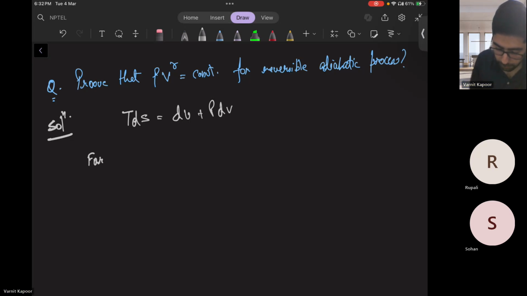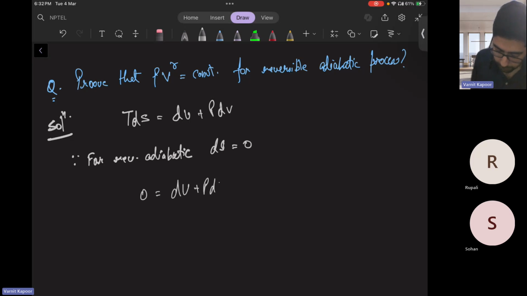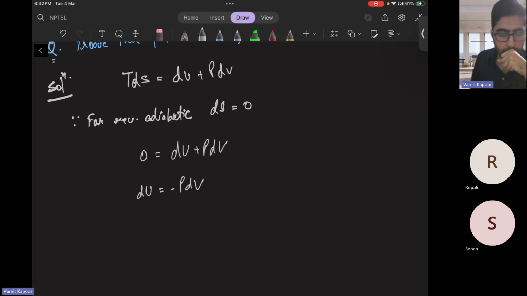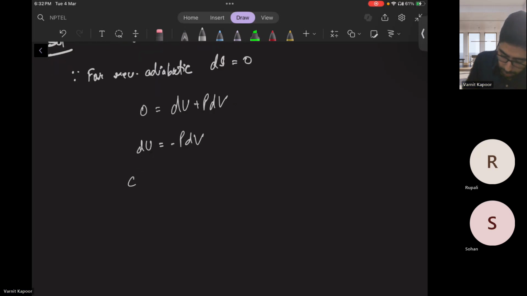So for reversible adiabatic, dS is 0. Therefore 0 is equal to dU plus PdV, so dU can be written as minus PdV. We know that dU, the internal energy, at constant volume is Cv dT. So Cv dT is equal to minus PdV. We'll say that this is equation 1.